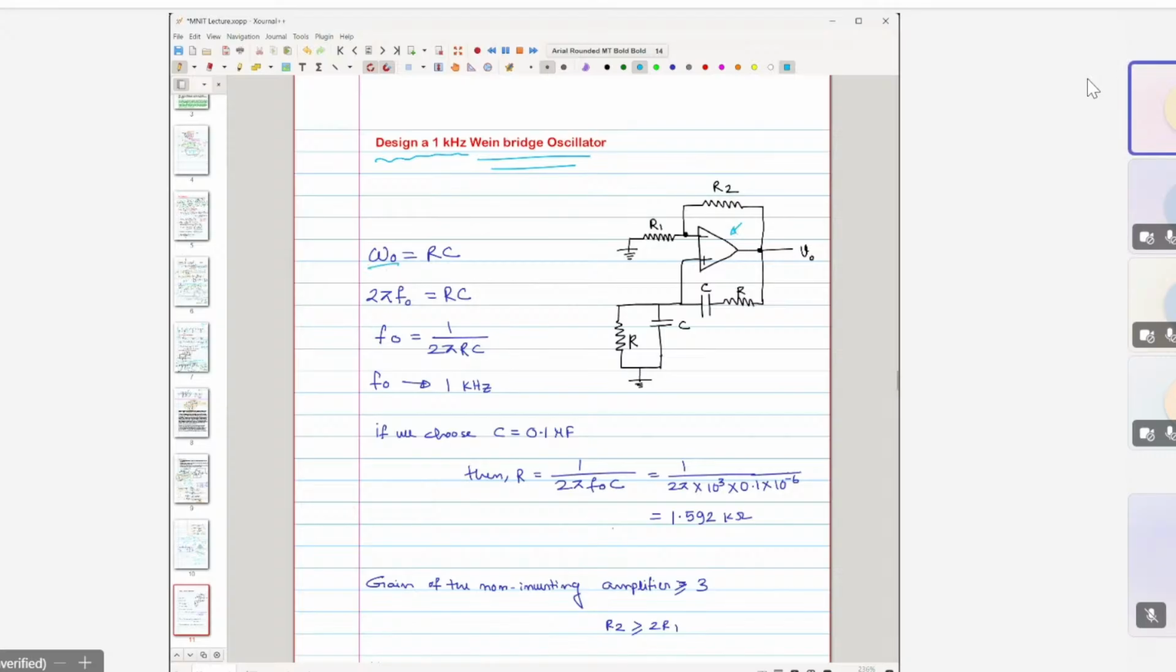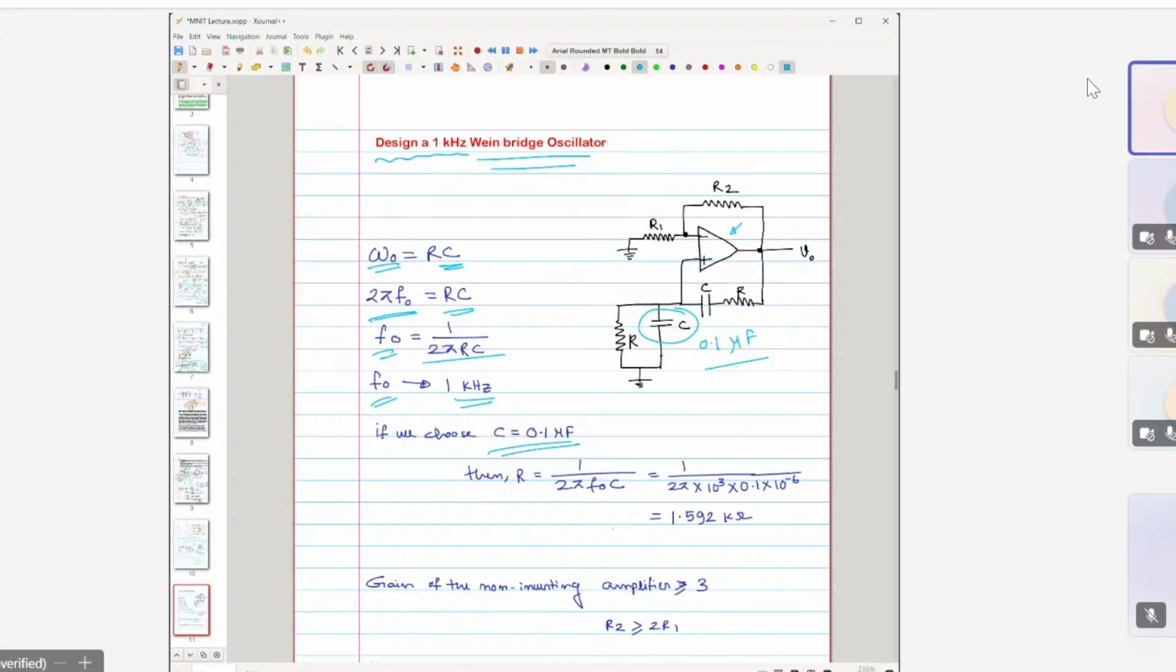Then it is given this omega naught. Omega naught is 2 pi f naught, we know that, and omega naught is equal to 1 by RC. So f naught is basically 1 by 2 pi RC, right? And it is given that f naught is 1 kilohertz. Now to start with, we have to begin with something. So suppose we have a 0.1 microfarad capacitor available in our lab, we start with that.